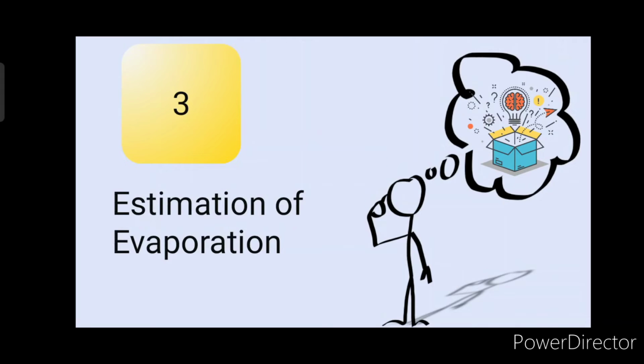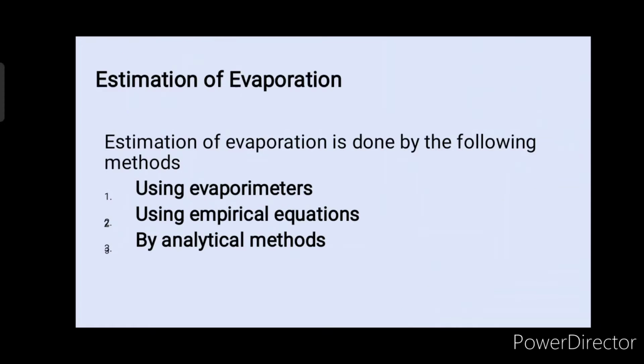Hi, this is Suzanne Rose Titimala, and I am here to discuss the third topic for this chapter, which is the estimation of evaporation. So there are three methods in estimating evaporation. Number one, using evaporimeters. Two, using empirical equations. And three, by analytical methods.